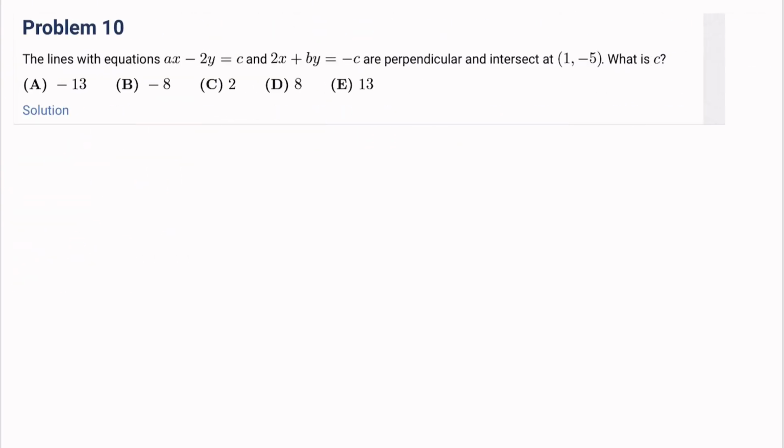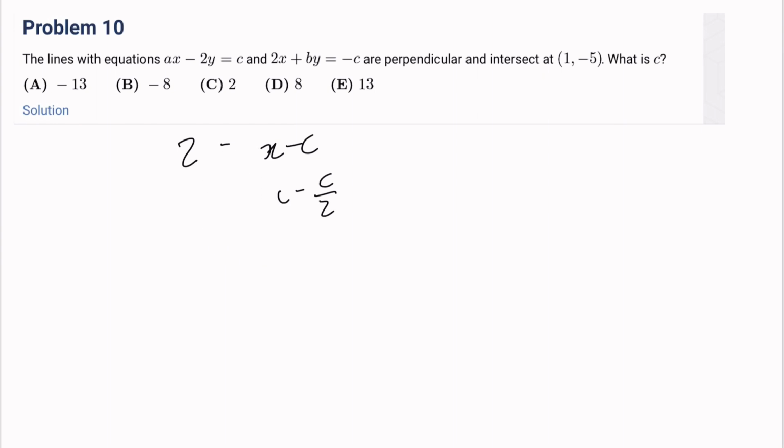Number 10, the lines with equations ax minus 2y equals c and 2x plus by equals -c are perpendicular and intersect at 1, -5. What is c? Okay, so for this one, we have 2y equals ax minus c, so y equals a/2 x minus c/2, right?